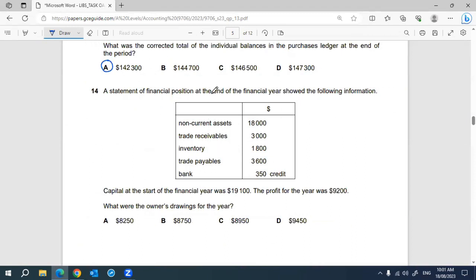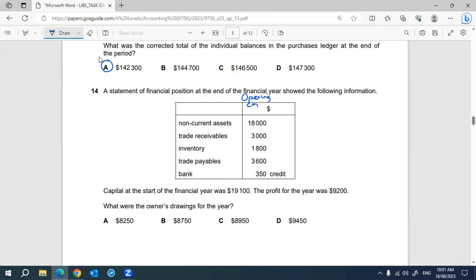A statement of financial position at the end of the financial year showed the following information. So you have here in the box non-current assets, trade receivables, inventory, trade payables, and bank, which appears to be an overdraft because of the word credit. So capital at the start of the financial year was 19,100. Profit for the year was 9,200. Question: what were the owner's drawings for the year? So in order to answer this, we need to think about the equation regarding the equity of the business.